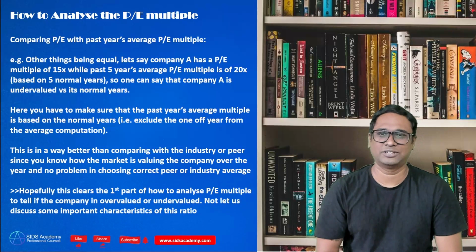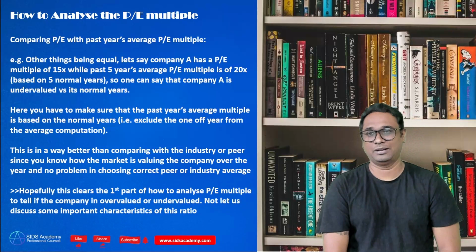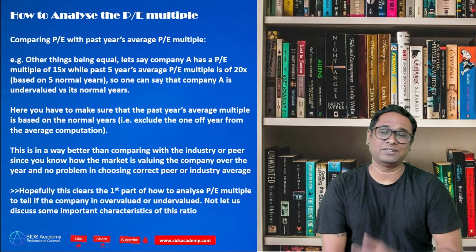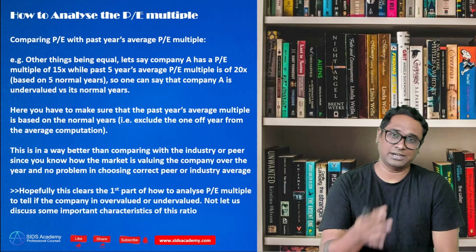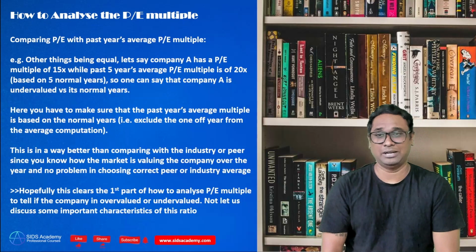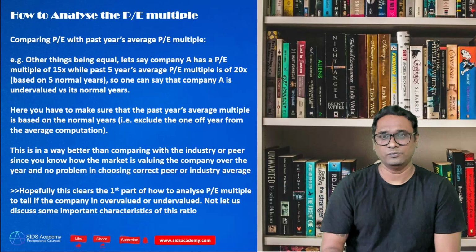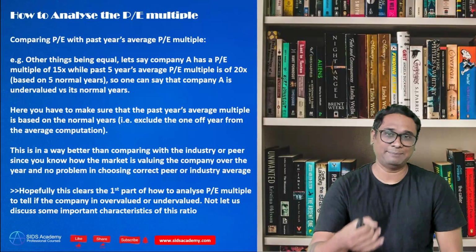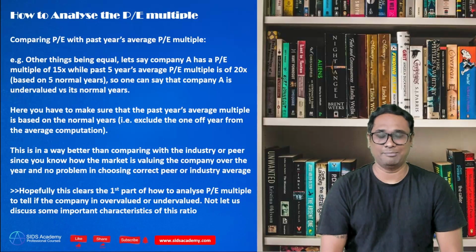Hopefully this clears the first part on how to analyze the P multiple. You can either analyze it by comparing it with the peer company, comparing it with the industry, or you can compare it with its own average P multiple of past years. So you can tell whether it is undervalued or overvalued by comparing with these three comparable attributes.